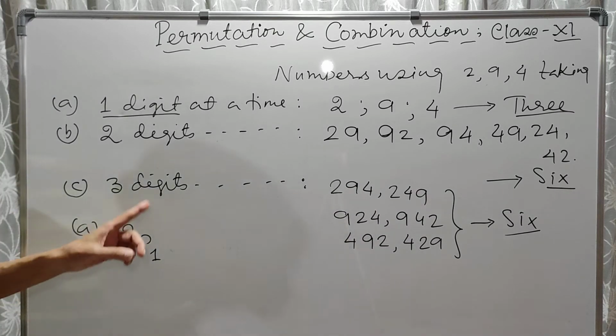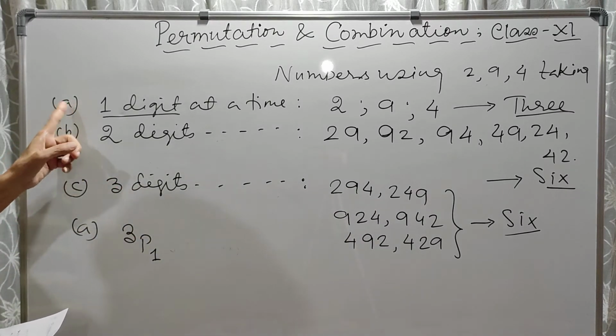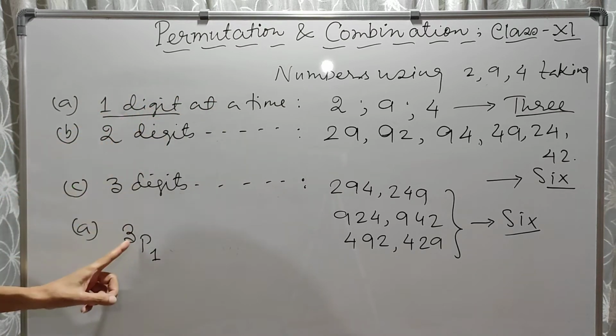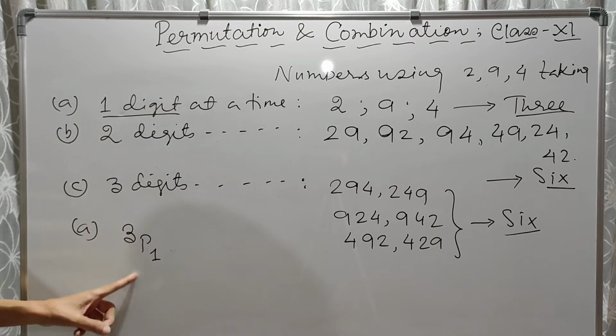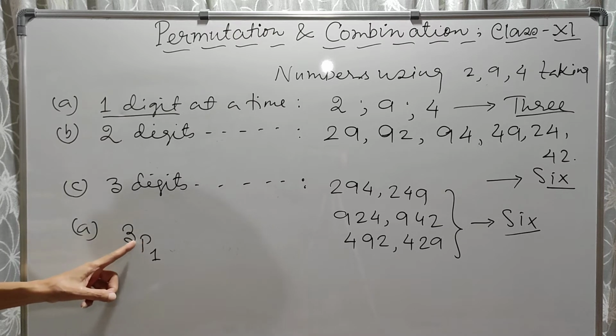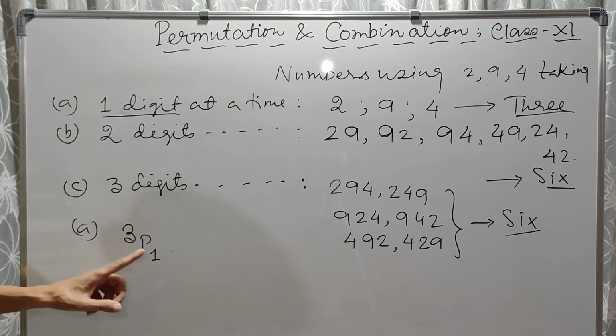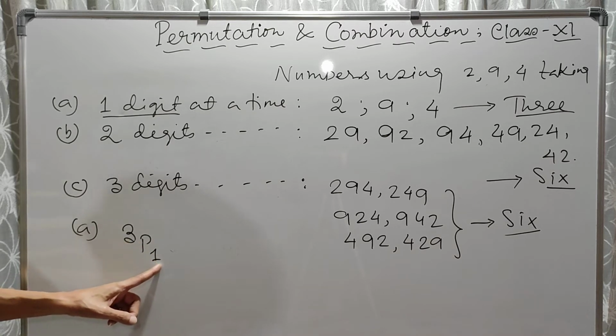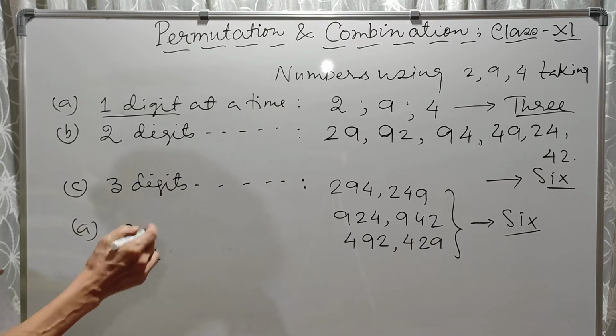All right. Now symbolically, this A will be written how? Out of 3, 1 at a time. So we'll write 3P1. So how will you read it? Permutation of 3 things taking 1 at a time. Permutation of 3 numbers, 3 digits taking 1 at a time. All right. So this value we got what? 3.